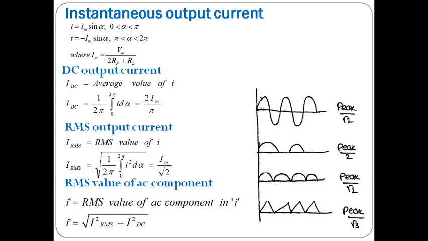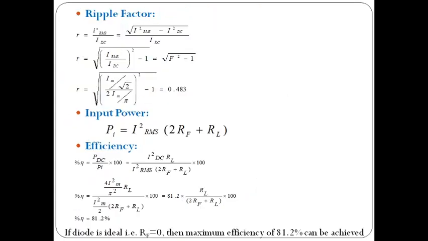So I RMS equals the formula 1 under root, 1 by 2 pi, integral 0 to 2 pi of I square d alpha. By substituting the values and simplifying, we will get Im by root 2. Clear? Next, the RMS value of the AC component. It is common to all rectifiers: I dash RMS equals root of I square RMS minus I DC square. Clear?